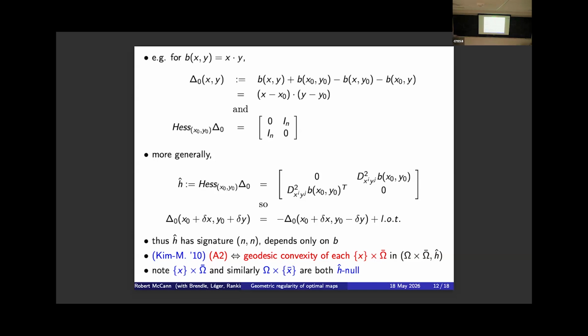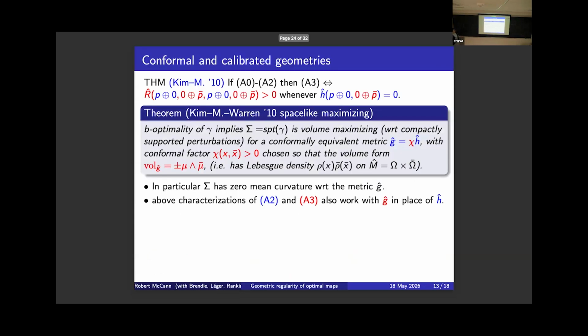And one can also understand hypothesis A3 of Ma-Trudinger-Wang in terms of this metric. And so what Jun-Hang and I showed is that the Riemann curvature of the two planes spanned by a horizontal and vertical vector, if they're orthogonal to each other, should be non-negative. That's exactly what it means for A3 to hold.